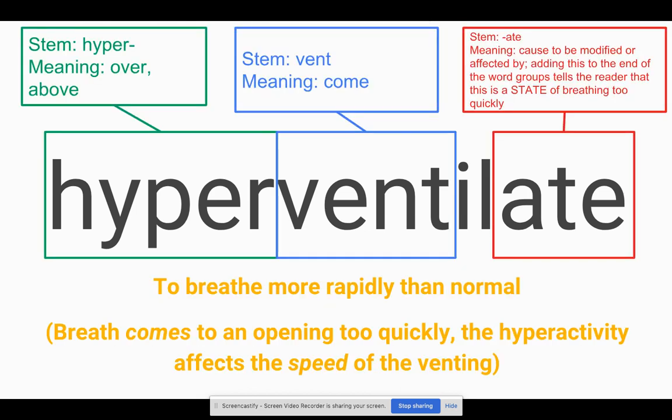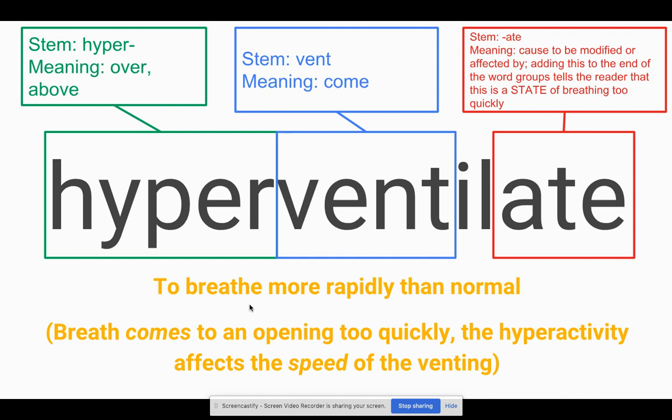So just like incognito, this word has multiple parts. First, we have the stem hyper, which means over or above. Then we have the stem vent, which means come or to come to a place or to come out. And then we have the stem ate. The meaning there is causing to be modified or affected by. So basically, adding this to the end of the word or word groups tells the reader that whatever this is, it's a state of being.